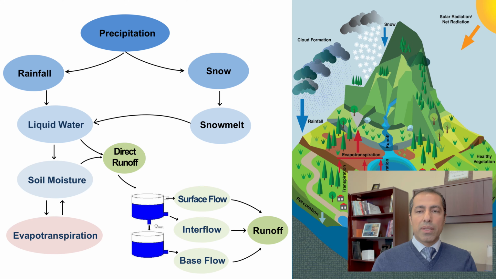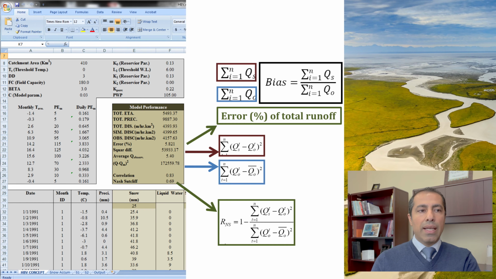This is part 2 of the lecture. In the previous part, we developed a model from scratch in an Excel spreadsheet using this model structure. We calculated runoff, and now we want to evaluate our model and estimate our parameters.